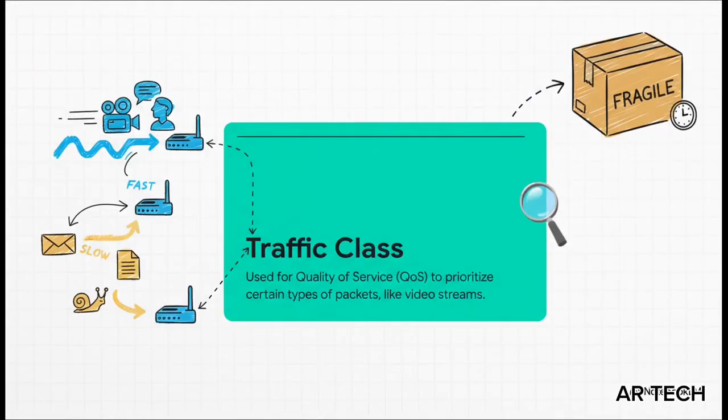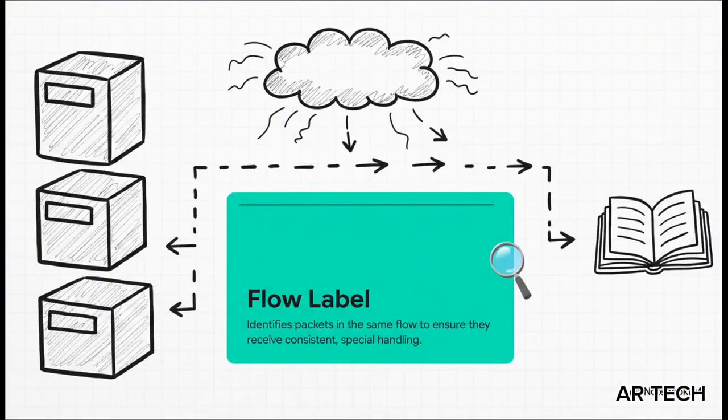Next, we have the traffic class field. And this is where it gets interesting. This is the internet's version of a fragile or handle with care sticker. It lets routers give priority to certain kinds of data. Think about it. A video call is way more sensitive to lag than an email, right? This field tells the network, hey, give this video data the VIP treatment to make sure your call is nice and smooth.